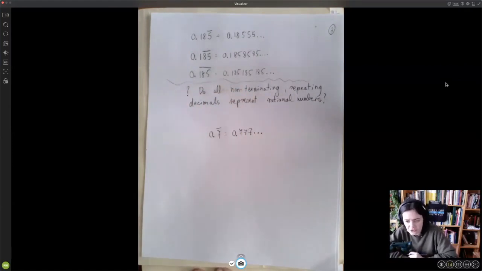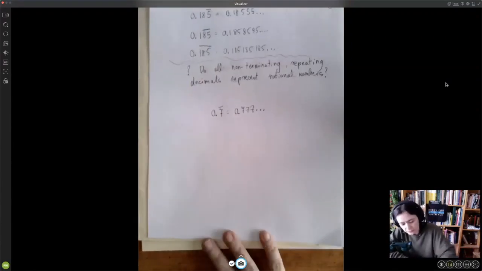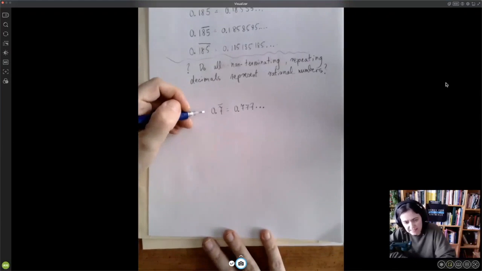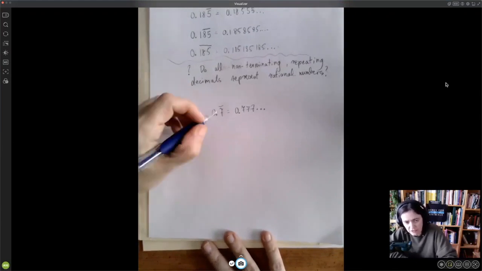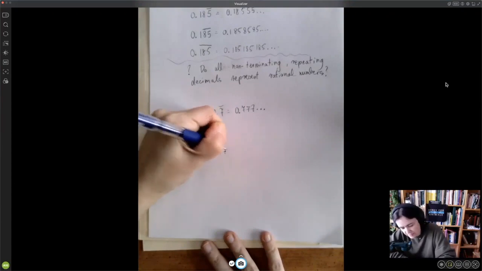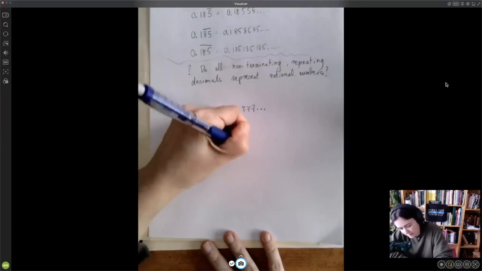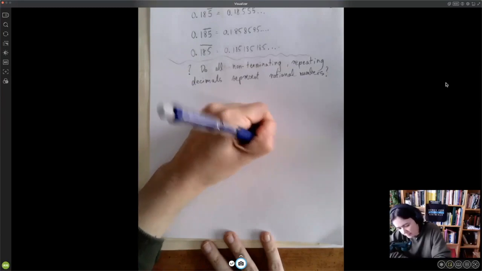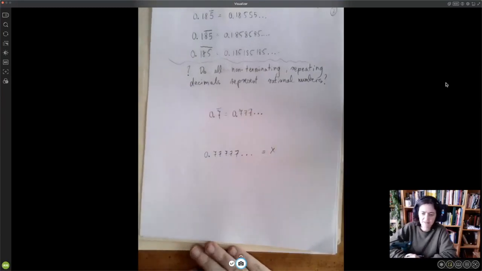So I'm going to show you how to prove that it is in fact rational. That's kind of a cute little application of simple equations. So the first thing that we're going to do is drop the bar notation and write this number 0.777... And we're going to call this strange number x.